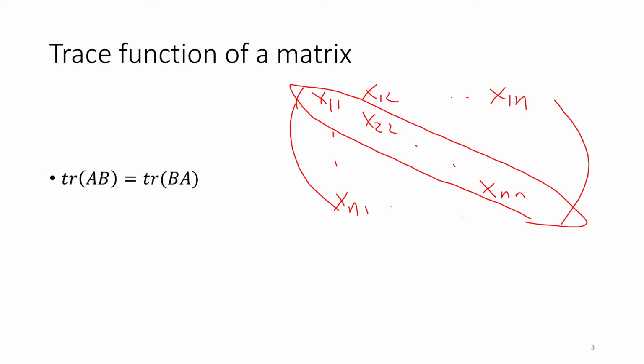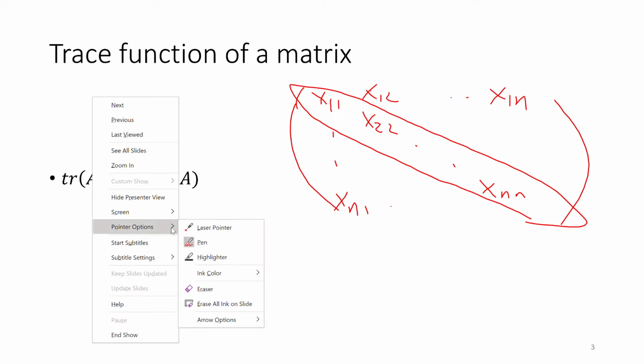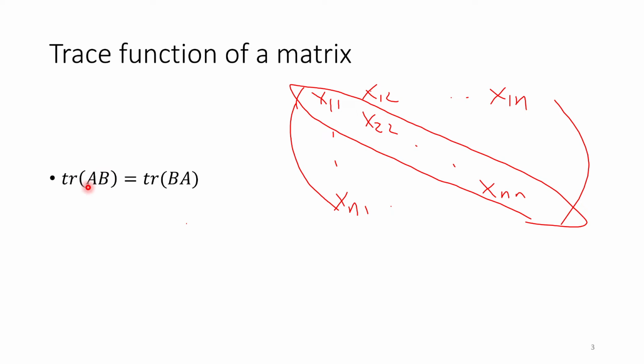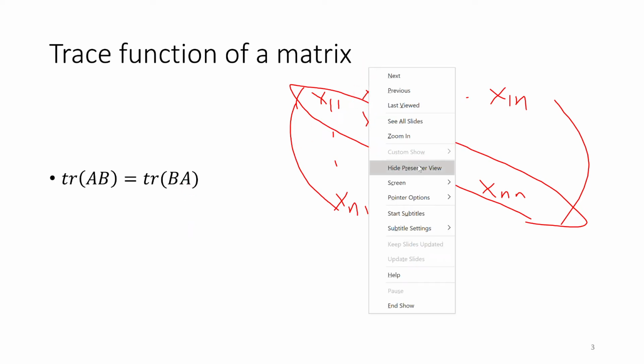Now, one important property of the trace function is that if you take the trace of a matrix A times B, that's equal to the trace of B times A. Okay, so why is that? Let's take a look at this.